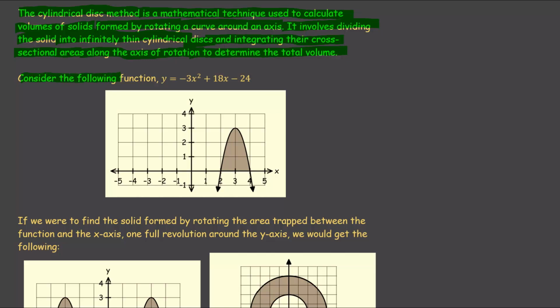Well, consider the following function. The function shown is y equals negative 3x squared plus 18x take away 24. If we were to find the solid formed by rotating the area trapped between the function and the x-axis, one full revolution around the y-axis, we would get the following.